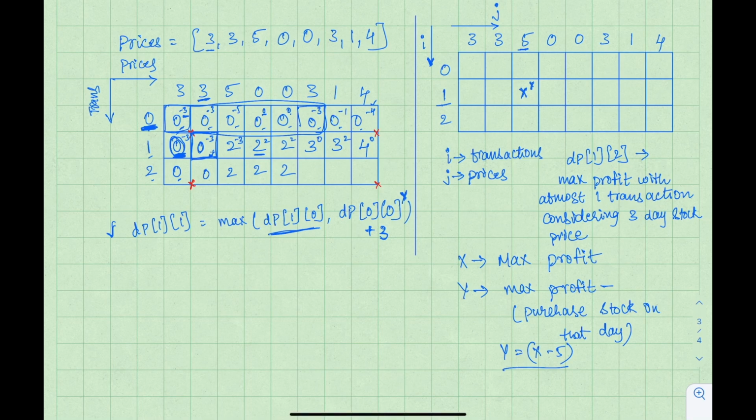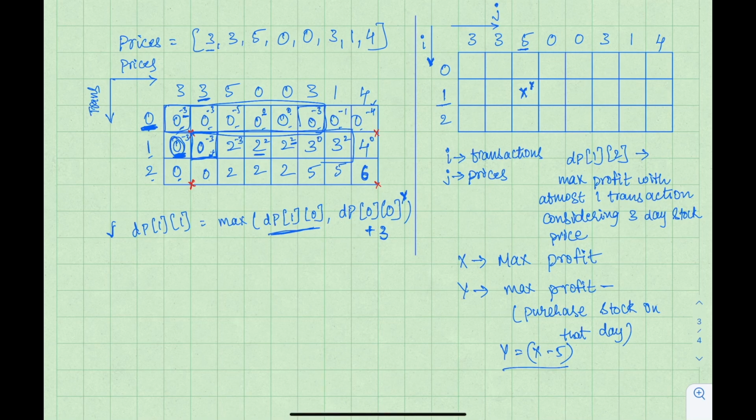And in this case, it is going to be max of 2 comma, and even after purchasing a stock, I have a profit of 2 here, and I'm going to sell it at today's price, that is 3. So I'm going to make a profit of 2 plus 3. So max of 2 comma 5 is going to be 5, and here also it is going to be 5, and in the last case it is going to be max of 5 comma, the max of y values that I have till here is going to be 2, and I'm selling my stock today. So I'm going to make a profit of 2 plus 4, that is going to be 6.